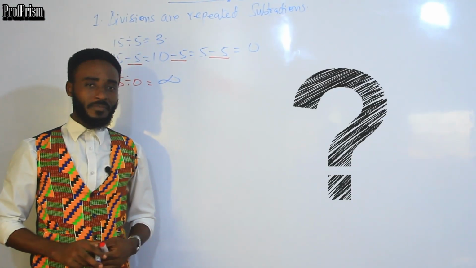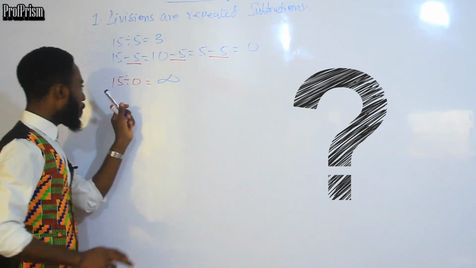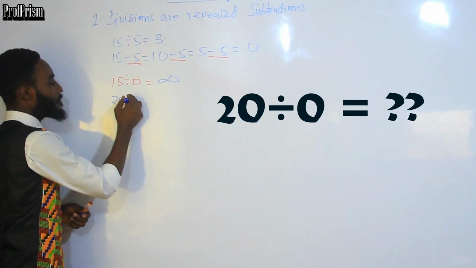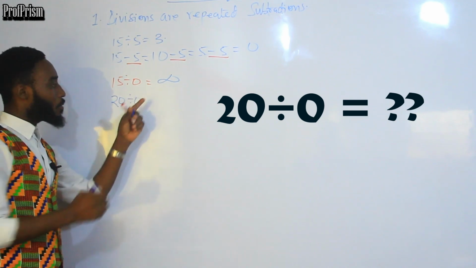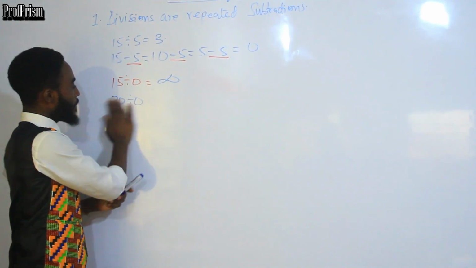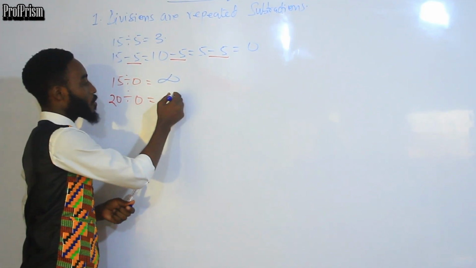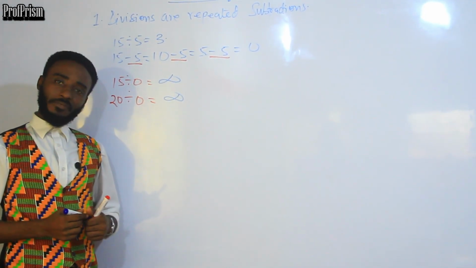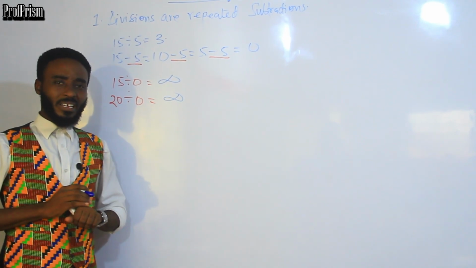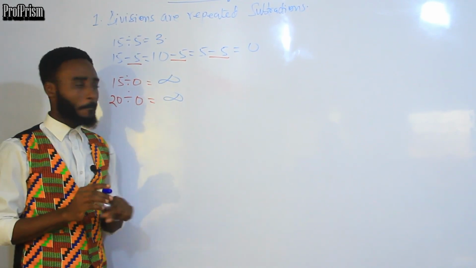Why can't it be infinity? Let's think about it. Now, what would be 20 divided by 0? From the assumption we just made, 20 divided by 0 should also end up as infinity. However, there's one other thing to think about.